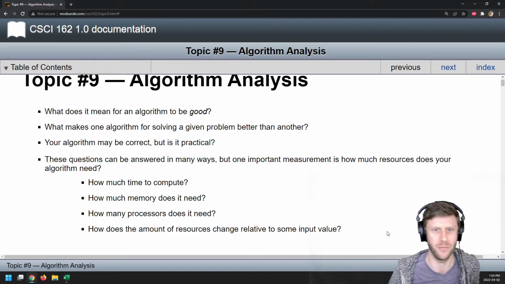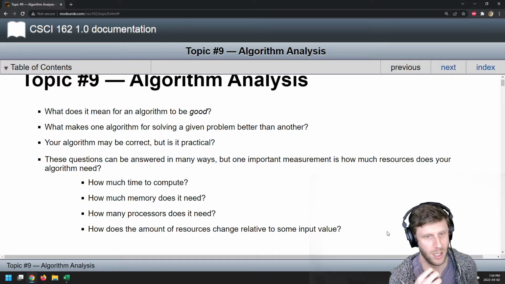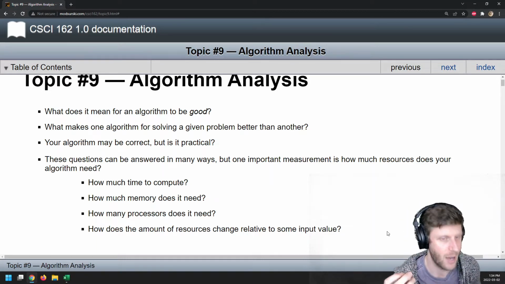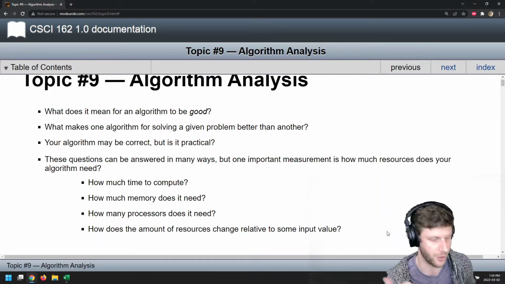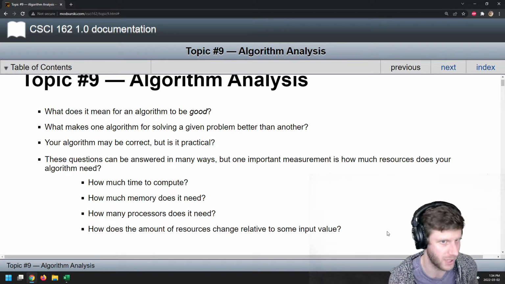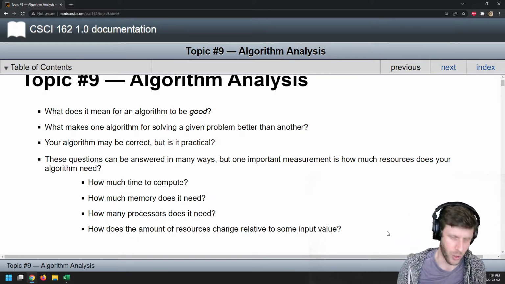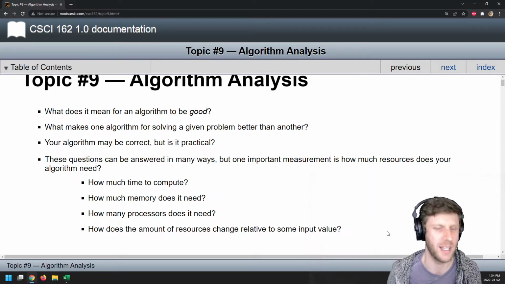There are a couple of key resources that we care about. The computation time. And when I say computation time, I don't mean like start the timer, stop the timer, but like the computational time. How much memory does it need? How many processors does it need? And how does the amount of resources that we're using change relative to the input size?